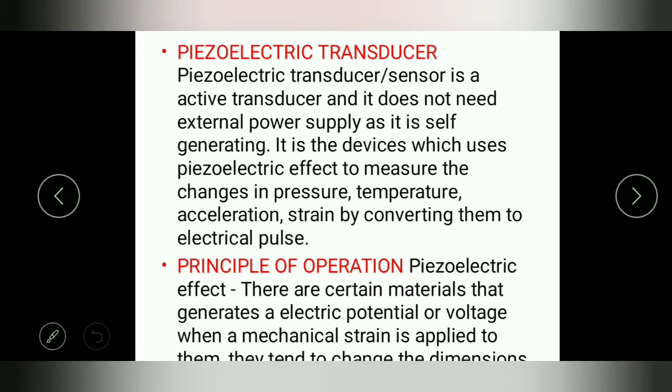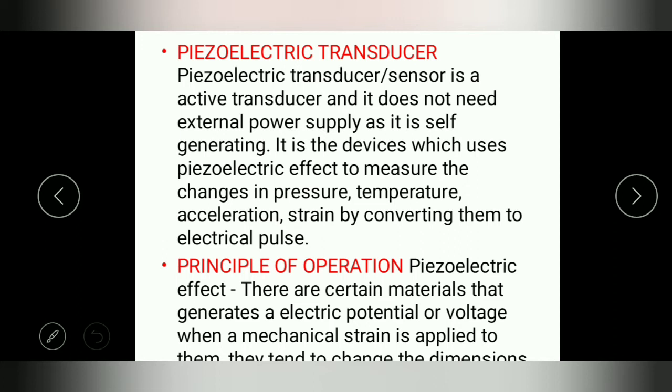Then another example is piezoelectric transducer. So what is piezoelectric effect? There are some crystals called piezoelectric crystals. The property of piezoelectric crystal is such that when a pressure force is applied on the piezoelectric crystal, depending upon the magnitude of the force, the piezoelectric crystal will develop some voltage. So by looking at how much voltage is generated, we can have an idea about what force is acted on the piezoelectric transducer. So that is also another type.